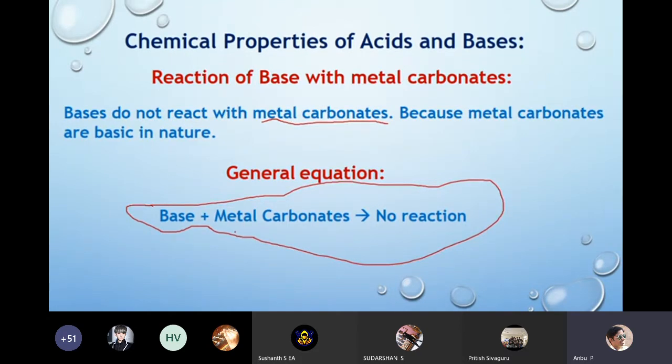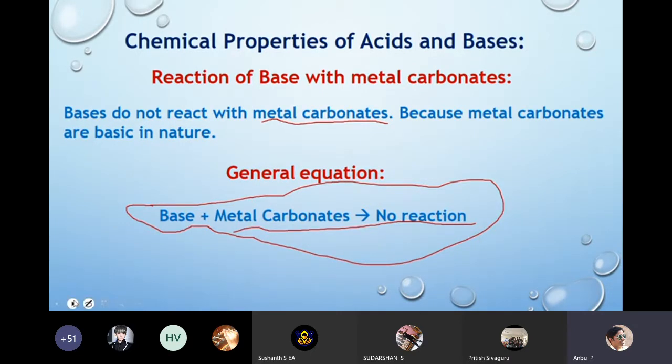So is this clear? So far we just discussed the chemical properties. One is acid plus metal, then we saw base plus metal. The second one is acid plus metal carbonate and acid plus metal bicarbonate. Then base plus metal carbonates. Okay, so these are the chemical properties of acids and bases.